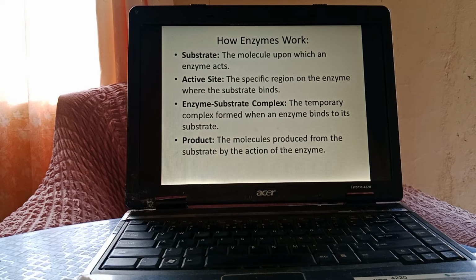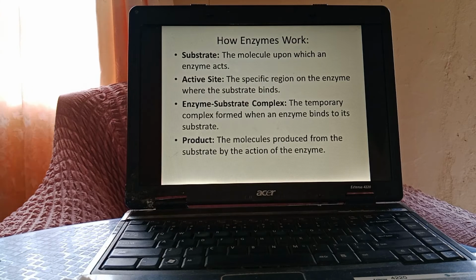You have to know what a substrate is, what the active site is, and you have to know the enzyme substrate complex and then the product. So the substrate is the molecule upon which an enzyme acts. The active site is the specific region on the enzyme where the substrate binds the enzyme.